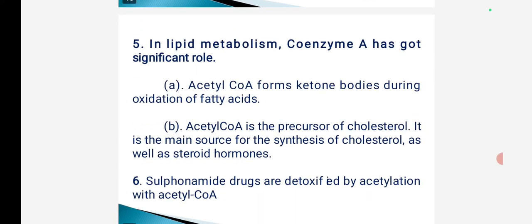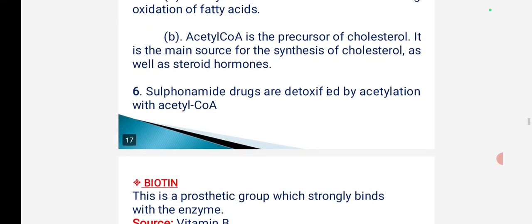Fifth example, in lipid metabolism, coenzyme A has significant roles. Acetyl-CoA forms ketone bodies during oxidation of fatty acids. Acetyl-CoA is the precursor for cholesterol biosynthesis. It is the main source for synthesis of cholesterol as well as steroid hormones. Sixth example, sulfonamide drugs are detoxified by acetylation with acetyl-CoA.